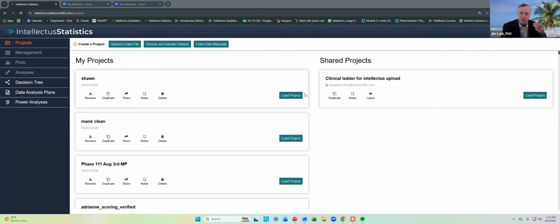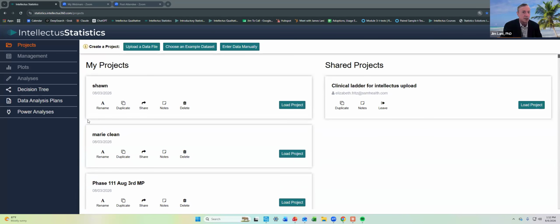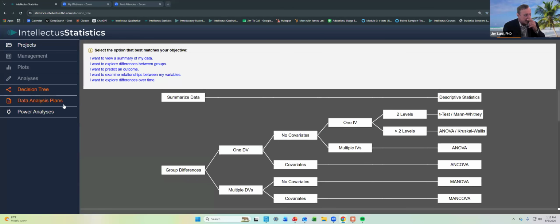Listen, I want to go back and just review those three roadblocks. So what test do I use? How do I conduct analyses? And then what does it mean? I just want to briefly make that a little bit larger and briefly show you the decision tree. The decision tree can really help you boil down what kind of analysis.